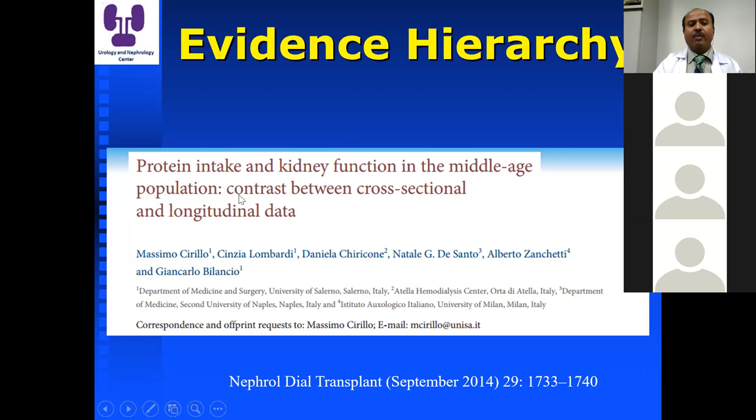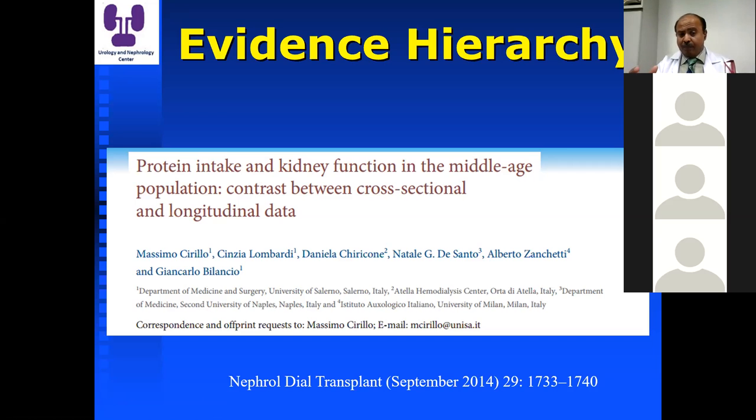Look at this study. This is a study that correlates protein intake with kidney function. So what they do, we have two groups of persons, eating heavy meat and eating fruits and vegetables, and then assess GFR at one point of time in a cross-sectional study. So if we do a cross-sectional study and then we find persons who are eating heavy meat have higher GFR, what does it mean? Eating heavy protein is associated with higher kidney function, or better kidney function.